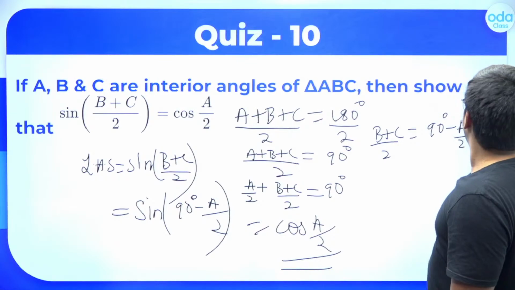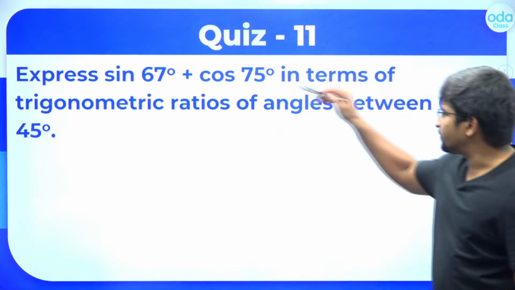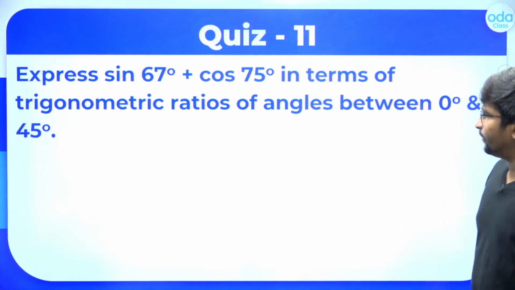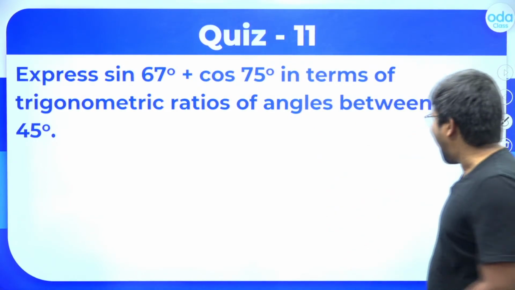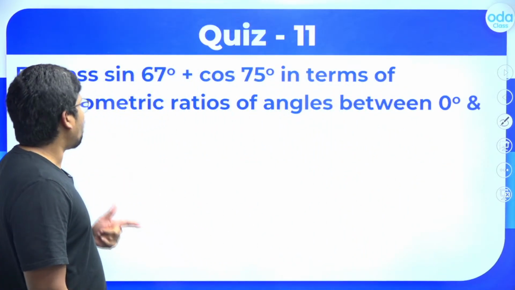Yes. Next question: express sine 67 degree plus cos 75 degree in terms of trigonometric ratios of angles between 0 and 45. Again a very simple question. Let's see how to do this.